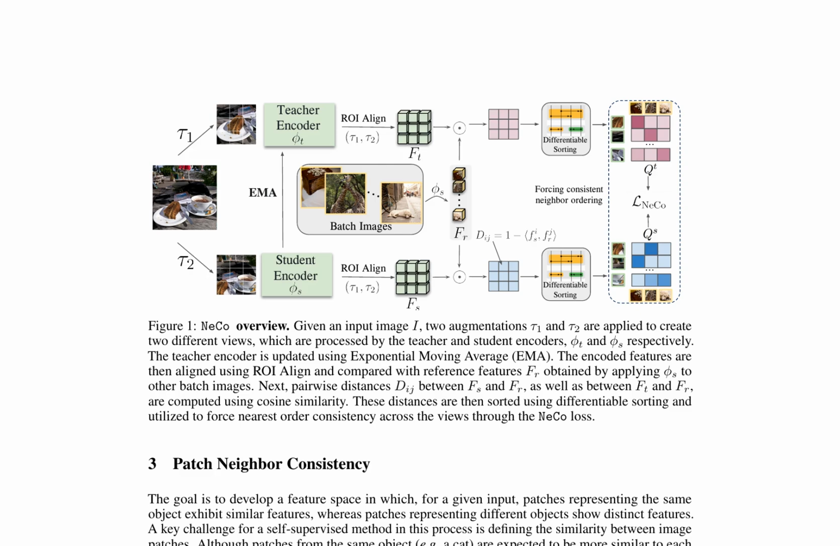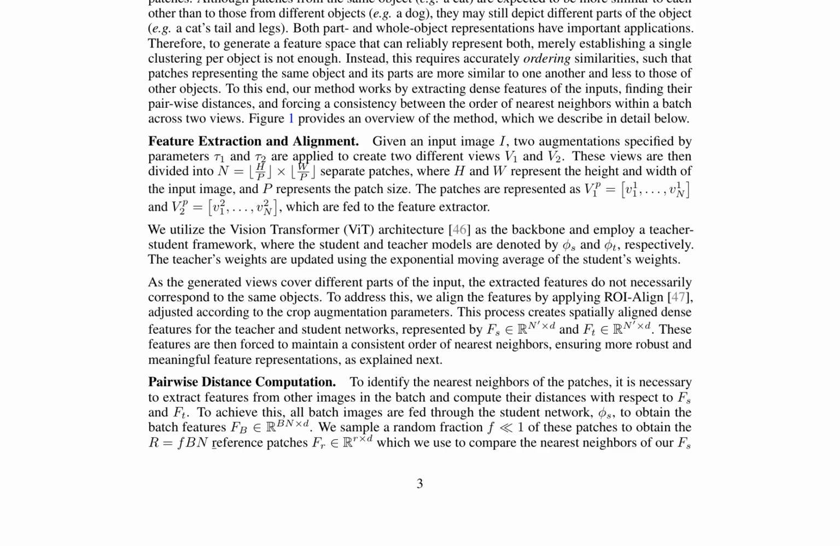The paper then computes pairwise distances between the features and a set of reference features, obtained by applying the student network to other images in the batch. These distances are computed based on cosine similarities and are sorted in a differentiable manner to maintain the order of nearest neighbors across two views. This is achieved through a soft, differentiable version of the swap operation, which facilitates gradient propagation.